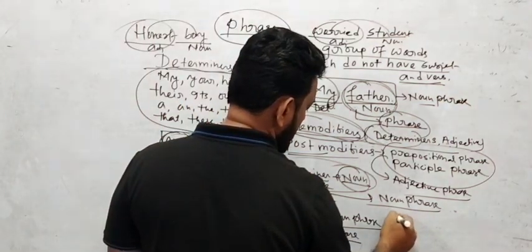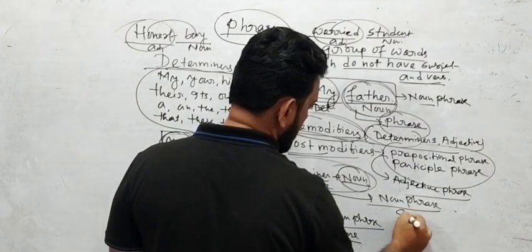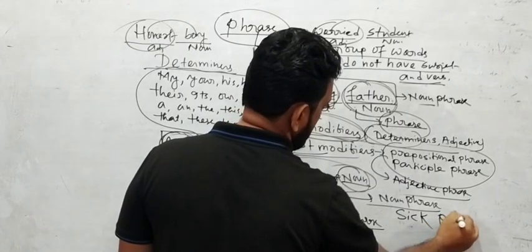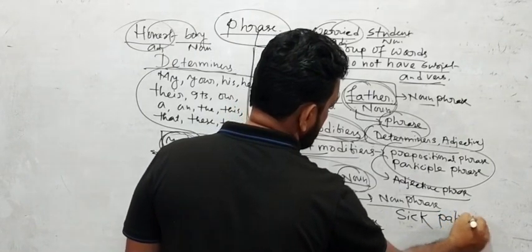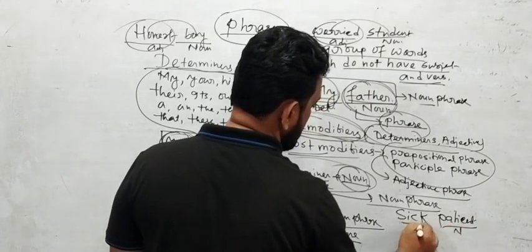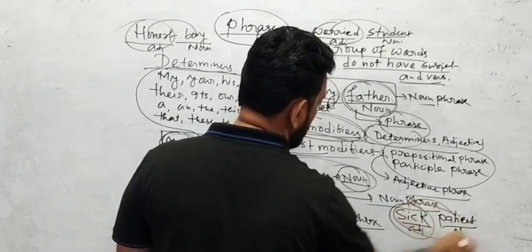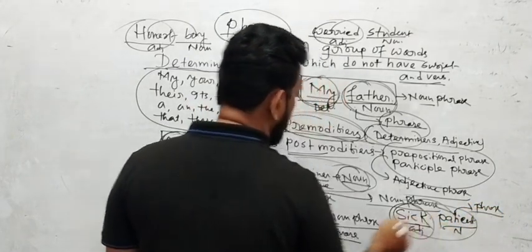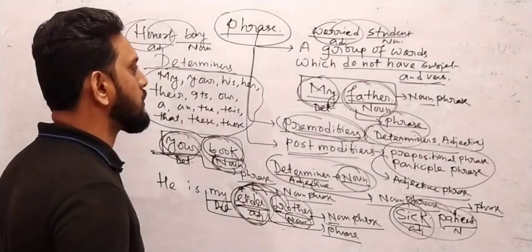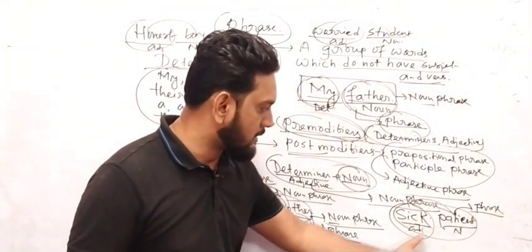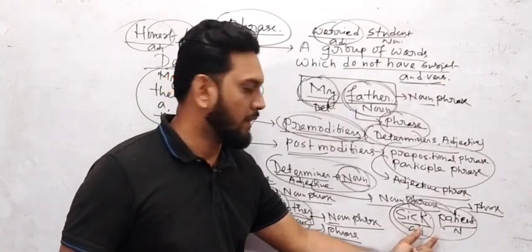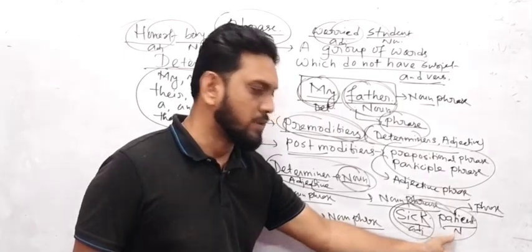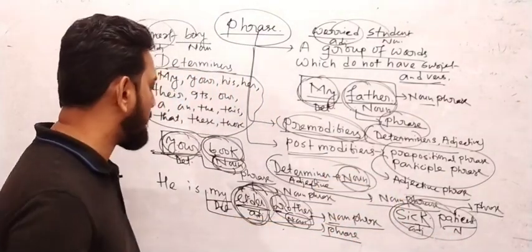I can also write sick patient. Patient is a noun over here and sick is an adjective. What kind of patient? Sick patient, and both make a noun phrase. First of all, both are phrases. What is the definition of a phrase I have given? A group of words which do not have any subject and verb. Sick is an adjective, patient is a noun, both make a phrase. If anyone asks what kind of phrase it is, you can call it a noun phrase, because the last word is a noun. Got my point, all of you?